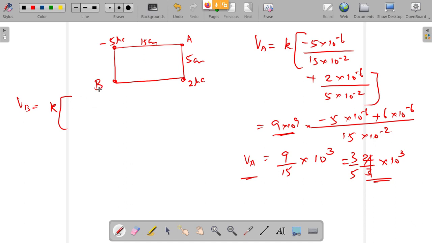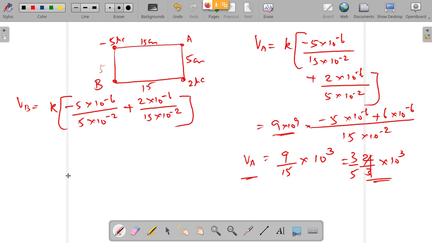So this side you see K into VB at point B. What is this thing? First, at B, this charge is minus 5, so minus 5 into 10 power minus 6 divided by this distance, which is 5, so 5 into 10 power minus 2. Then another charge is positive, so plus 2 into 10 power minus 6 divided by the distance here, which is 15, so 15 into 10 power minus 2. Right. So what you have is K multiplied by 15 into 10 power minus 2. This is minus 15 times 3 into 10 power minus 6. Yes.